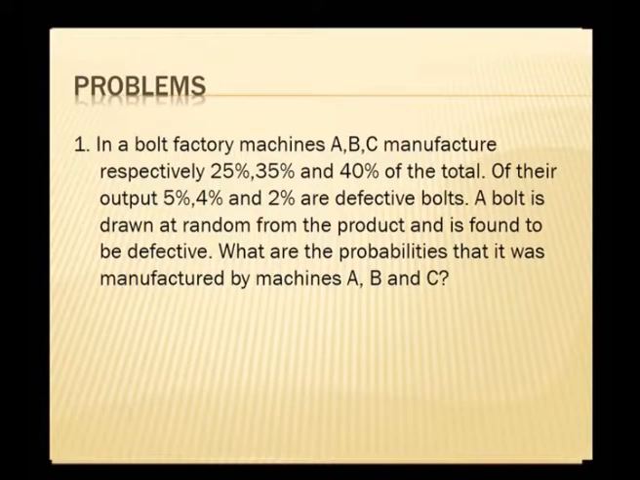Now, let us move to some simple problems based on the applications of Bayes theorem. Here, the first problem is based on a manufacturing company. In a bolt factory there are 3 machines A, B and C, which manufacture respectively 25%, 35% and 40% of the total output. Of their output, 5%, 4% and 2% are defective bolts. A bolt is drawn at random from the product and is found to be defective. The question is, what are the probabilities that it was manufactured by machine A, machine B and machine C respectively.